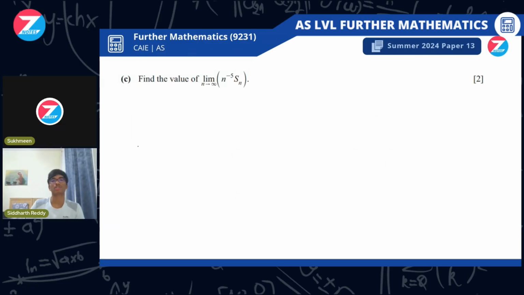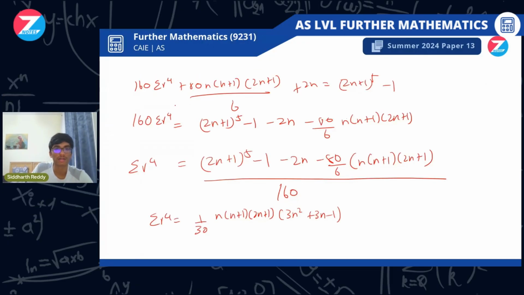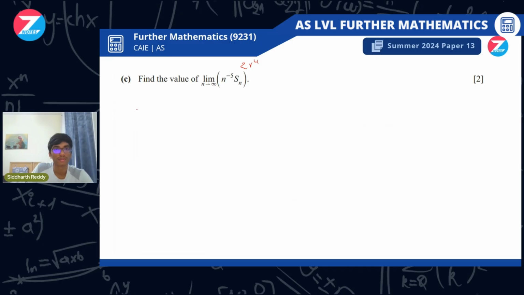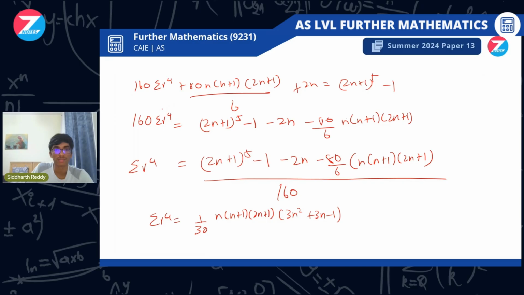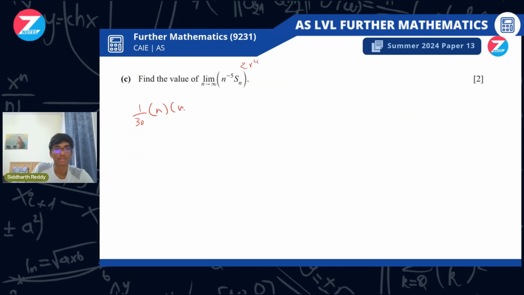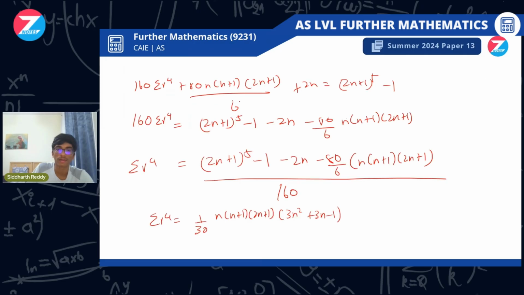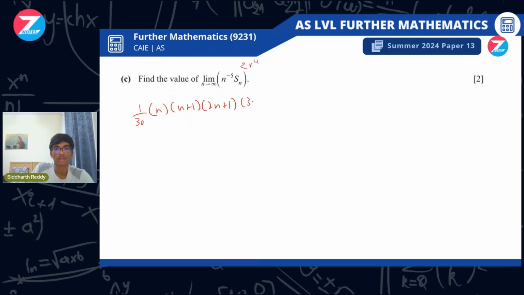Okay, so this question is asking to find the value of the limit of n to the power minus 5 times Sn, the sum of r to the power 4, as n tends towards infinity. So we know from the previous part that this sum is equal to 1/30 times n times n plus 1 times 2n plus 1 times 3n squared plus 3n minus 1.